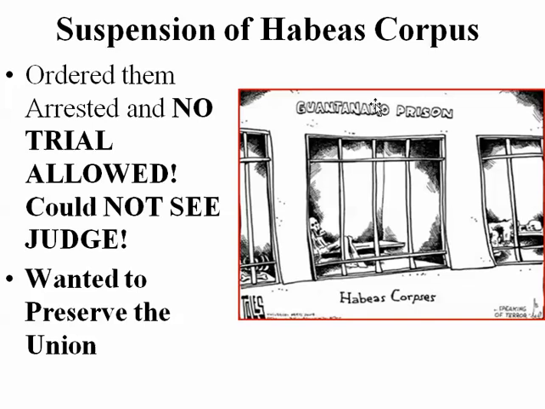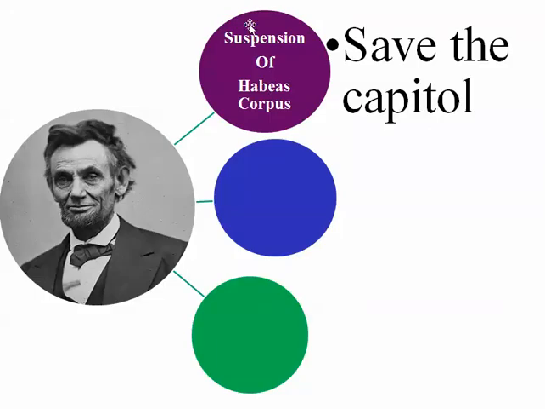And here's a cartoon that came out after 9/11 called Guantanamo Bay Prison. Habeas corpus is a play on words, showing that they're going to stay in there until they die. Anyway, with the suspension of habeas corpus, that is evidence that Abraham Lincoln wanted to save or preserve the Union by saving and preserving the Capitol.